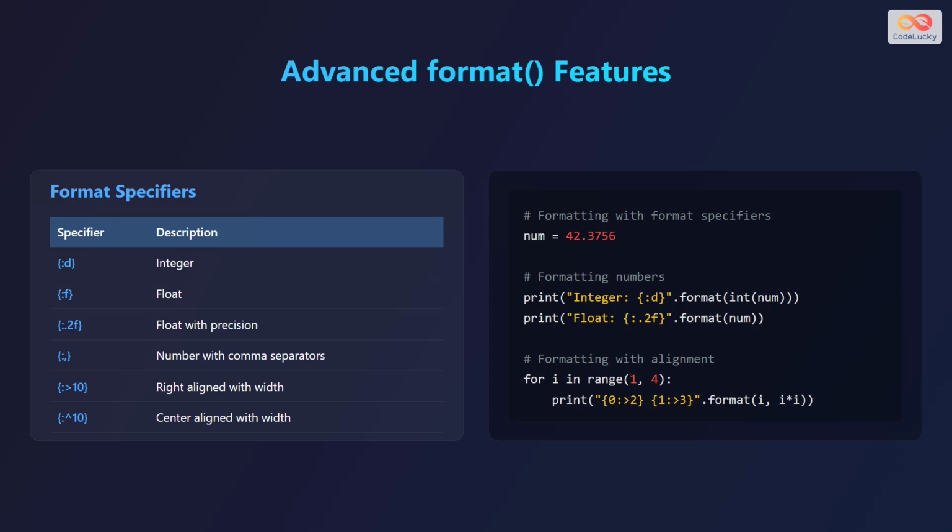For large numbers, the code print("value: {:,}".format(1000000)) adds comma separators to the number 1 million. To display numbers in binary, octal, and hexadecimal formats, the code print("{:b} {:o} {:x}".format(42, 42, 42)) formats the integer 42 in these different bases.